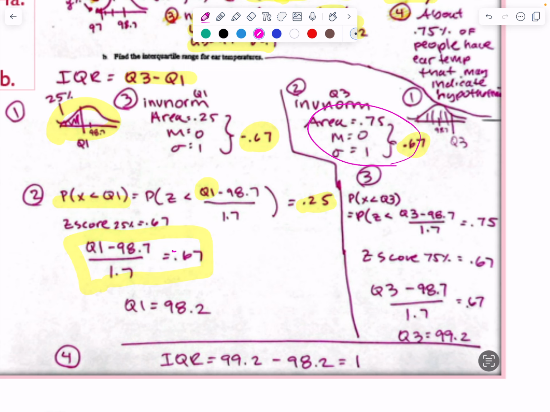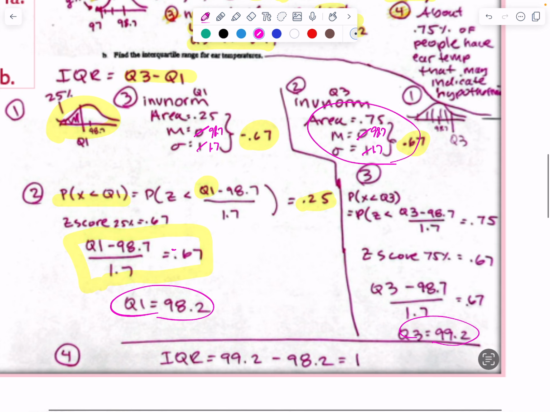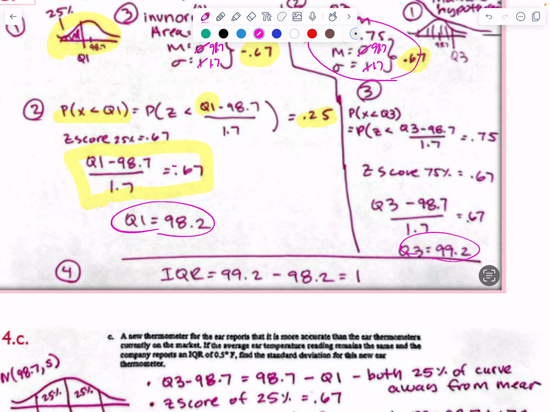The other way you could have done it is inverse norm with area 0.25, your mean 98.7, and your standard deviation of 1.7, and the same thing here with 98.7 and 1.7, and this would give you directly the values of 99.2 and 98.2. So that's a little quicker way to do it. You definitely are able to do that. And the last step is, of course, to find the IQR, the Q3 minus Q1.